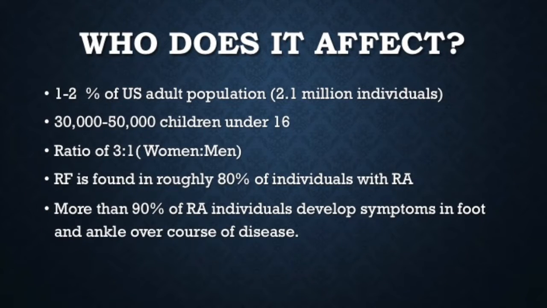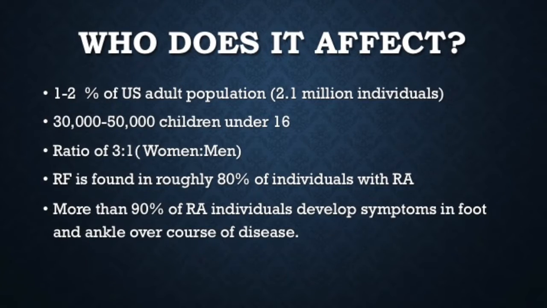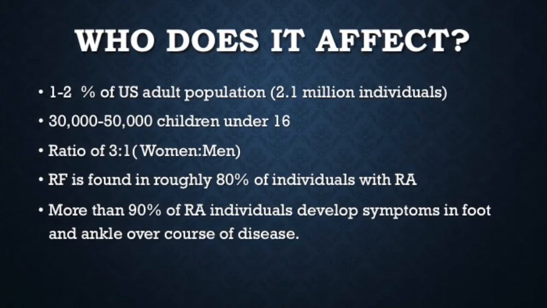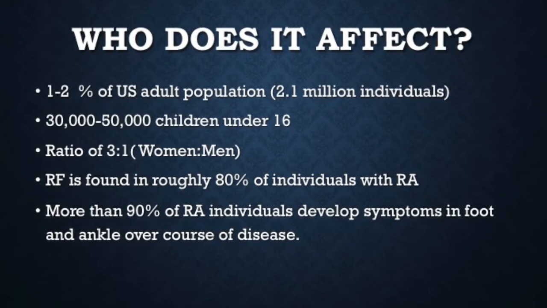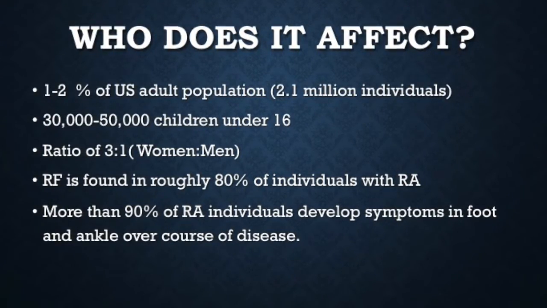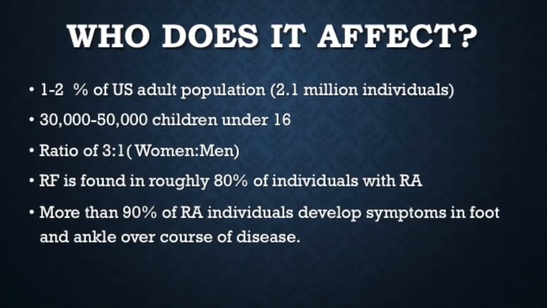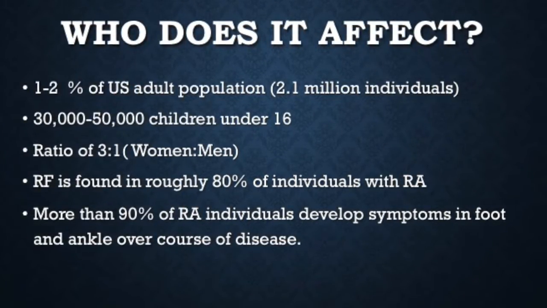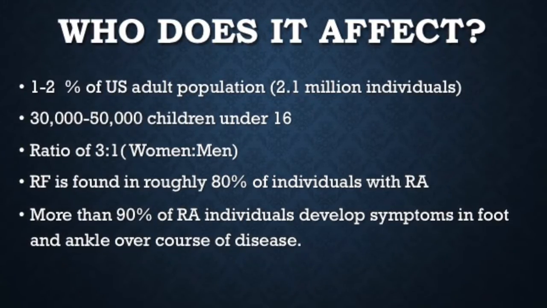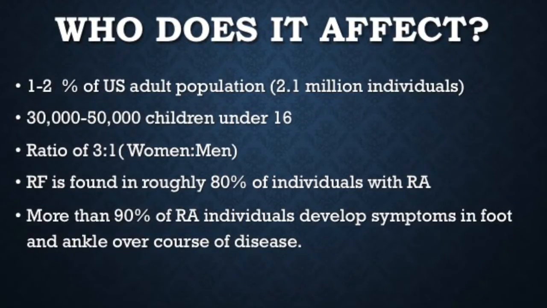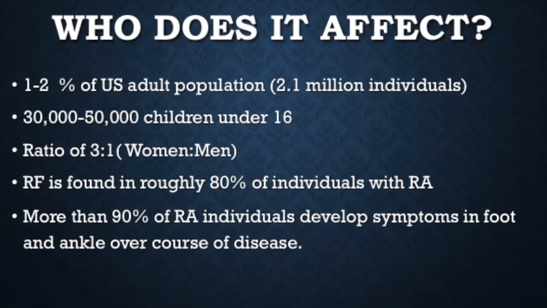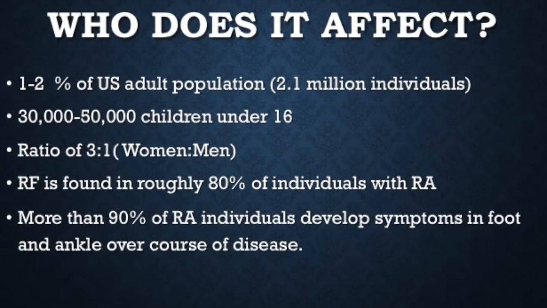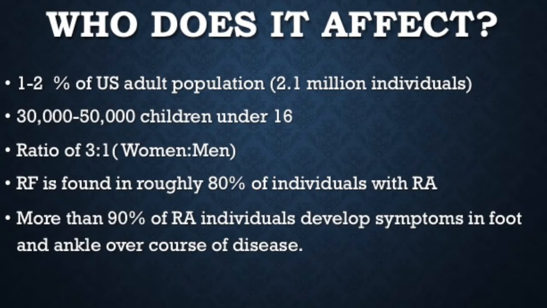So who does it affect? 1 to 2% of the United States population, which doesn't seem like a lot, but that's about 2.1 million individuals. Also, 30,000 to 50,000 children under 16, and usually a higher rate of women to men at a ratio of 3 to 1. Rheumatoid factor is found in roughly 80% of individuals with rheumatoid arthritis, and more than 90% of RA individuals develop symptoms in the foot and ankle over the course of the disease.